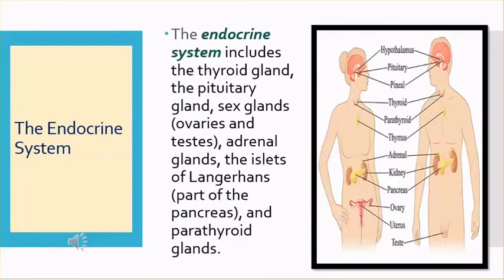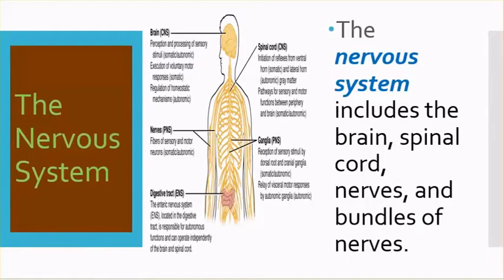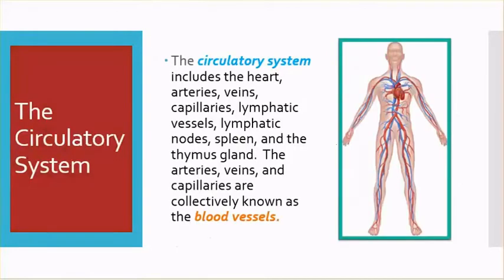The endocrine system includes the thyroid gland, the pituitary gland, sex glands, ovaries and testes, adrenal glands, the islets of Langerhans, part of the pancreas, and parathyroid glands. The nervous system includes the brain, spinal cord, nerves, and bundles of nerves.